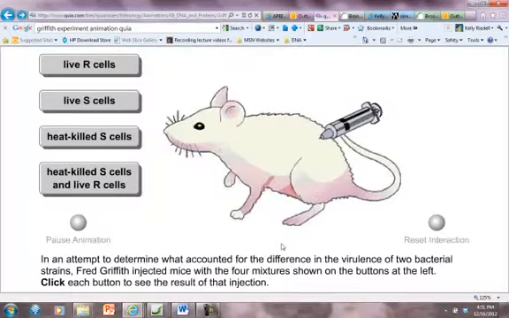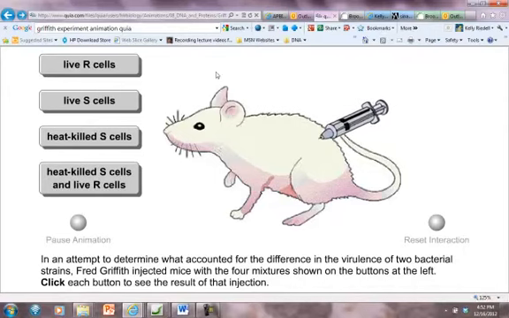We're going to start with a little experiment that was done by a medical doctor named Frederick Griffith. And he was looking at strains of pneumonia bacteria that were infecting his patients. And so he was experimenting with those different strains of bacteria to see their effects. And he was using mice to do this experiment.